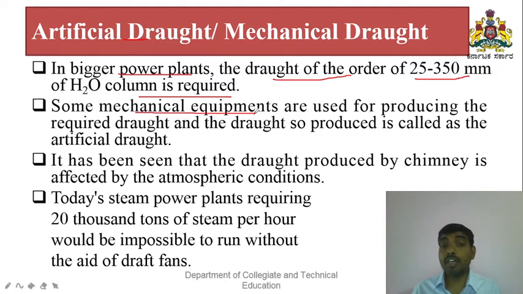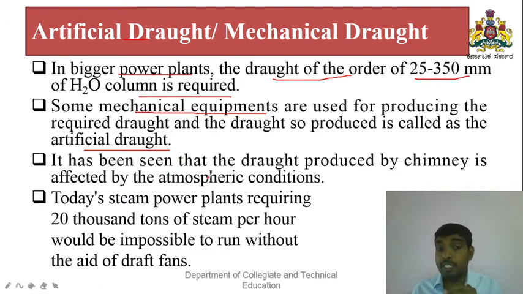Some mechanical equipment is used for producing the draught. The draught so produced is called artificial draught. The definition is very clear: the draught which is produced by using some mechanical equipment is called an artificial draught.